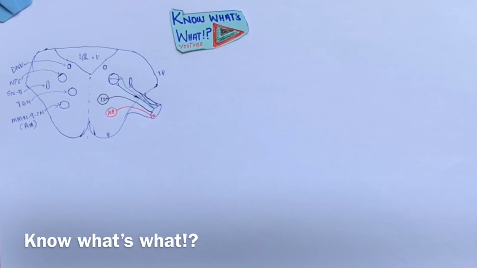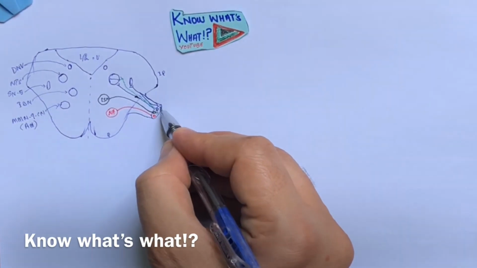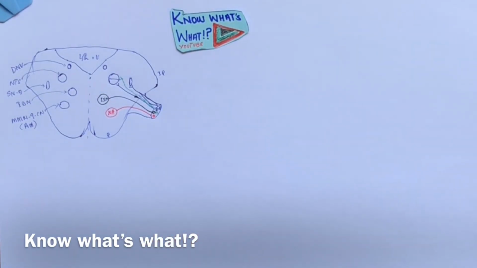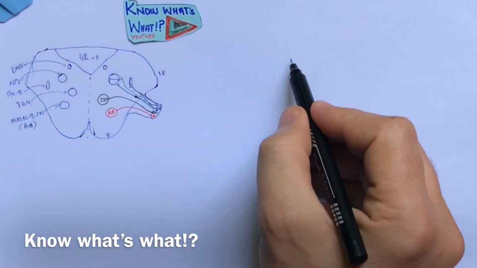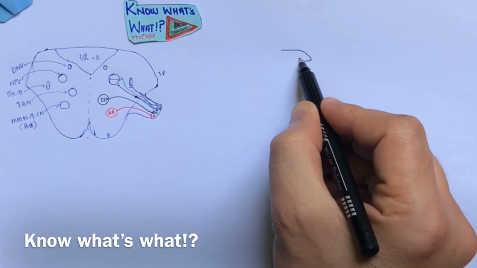Now we draw all the structures that they supply. So we start with the hard palate, okay? So this is the nerve, and if we look at the hard palate and we draw and imagine that this is the bony structure of the hard palate. So here we go.